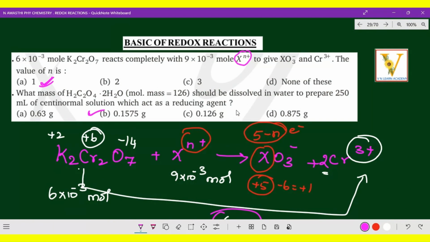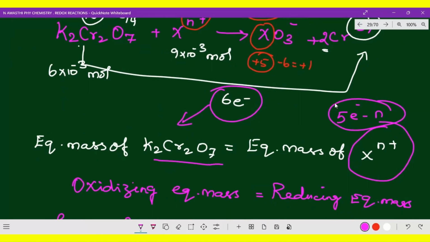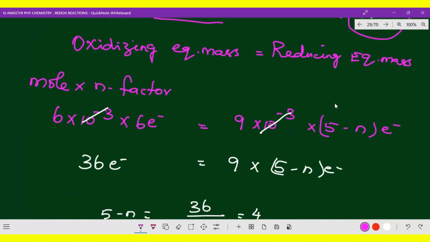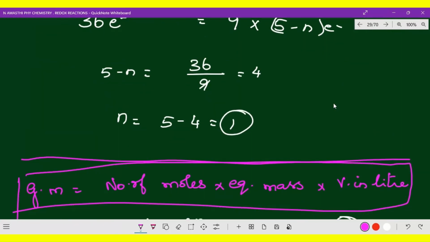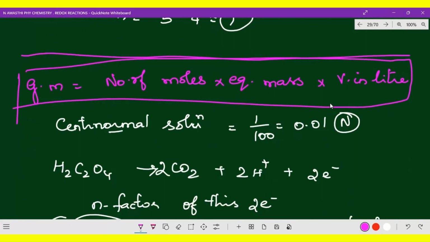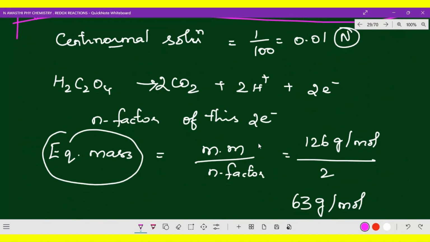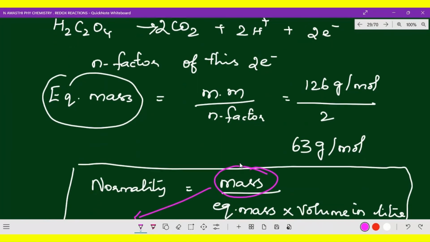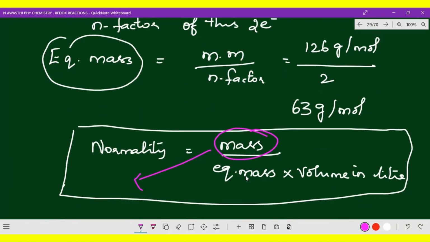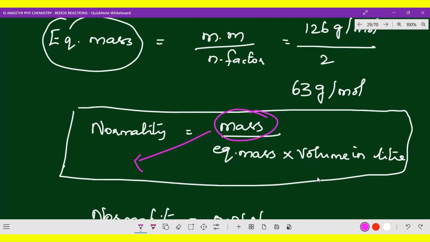I hope you got the clarity. How do we bring it? If they ask for equivalent mass, equivalent mass equals molecular mass by n factor. But in this question they are indirectly asking about normality. When they ask about normality, we can go directly for the n factor. How do we identify the n factor? It is the loss or gain of electrons. So the idea is: equivalent mass equals molecular mass by n factor, and normality equals given mass by equivalent mass into volume in liter.